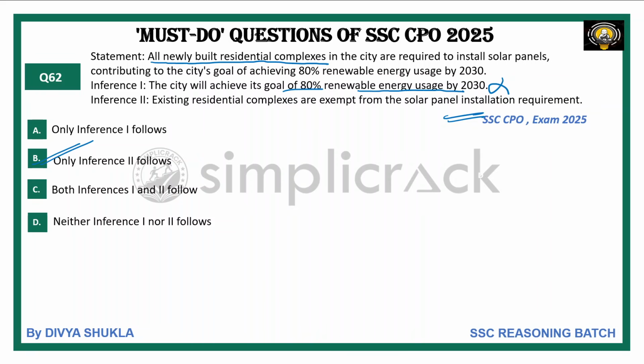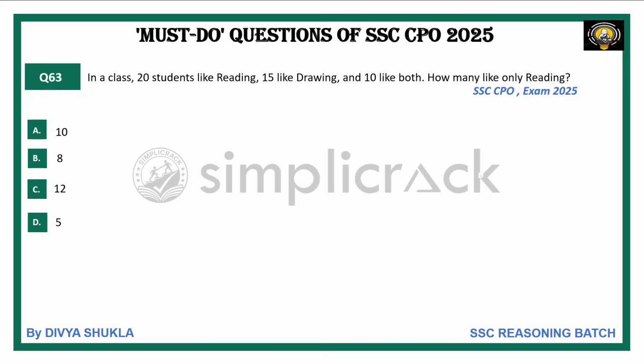Let's see the next one. Question number 63. In a class, 20 students like reading, 15 like drawing, 10 like both. How many like only reading? Now this is a question of Venn diagram.